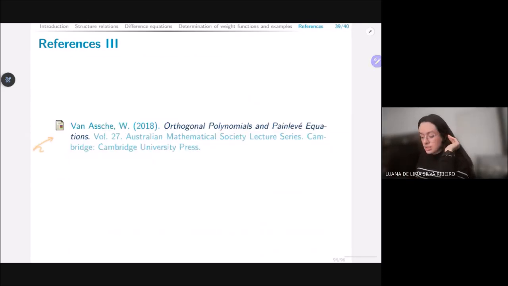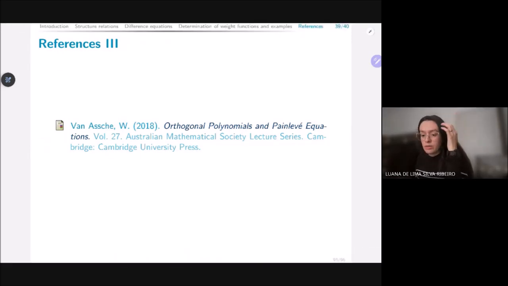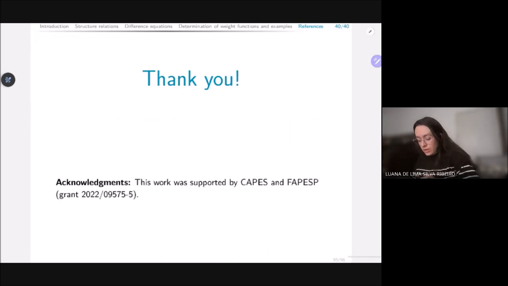Here, the book of Van Assche has a part on the difference equation that I mentioned, especially about the modified Bessel polynomials. So thank you very much.